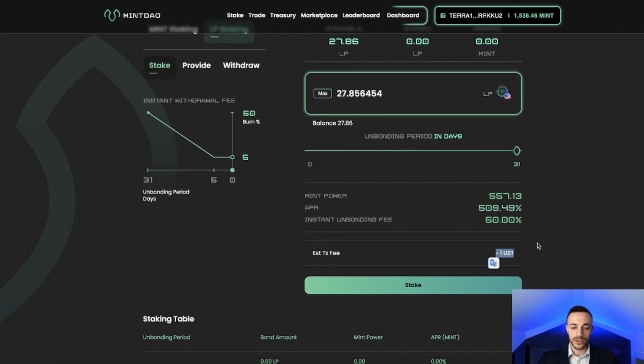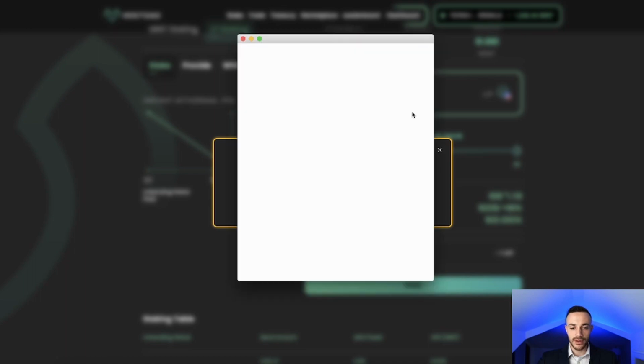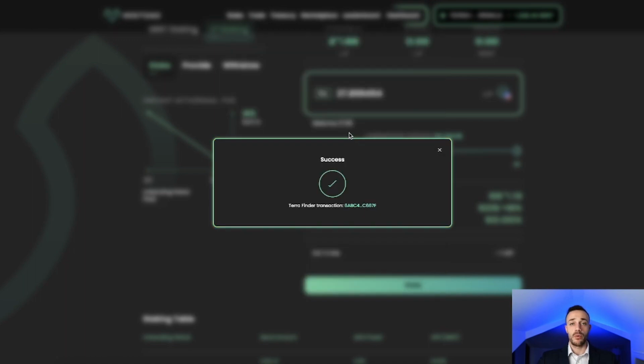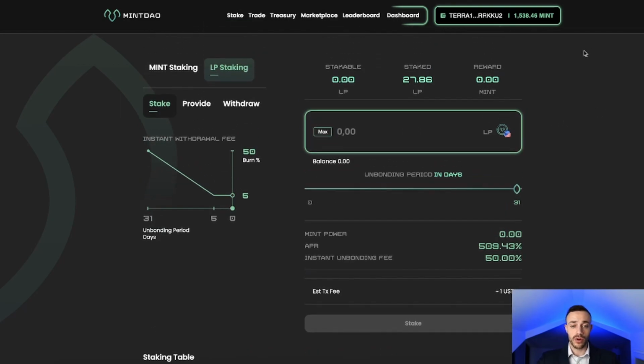And we can see that's going to cost 1 UST in transaction fees. So let's go ahead and stake our 27 LP tokens. All right, we have now successfully added liquidity and staked our LP tokens. That is how you stake your Mint tokens. Those are the two ways available right now.